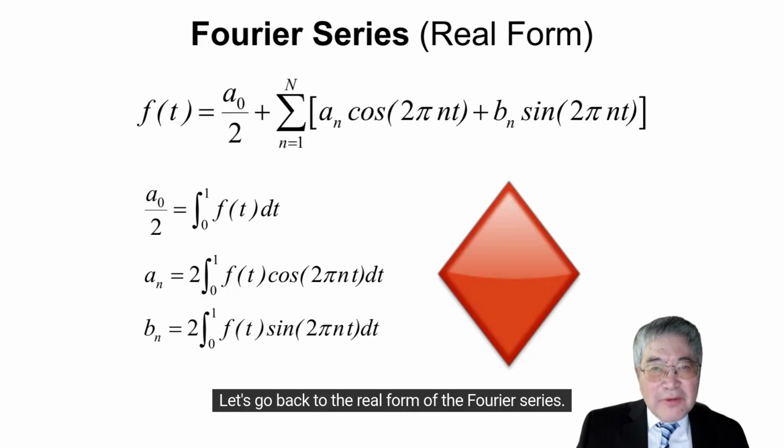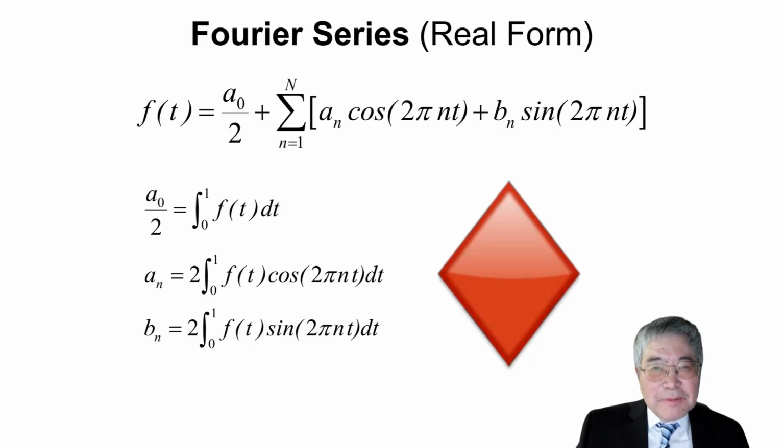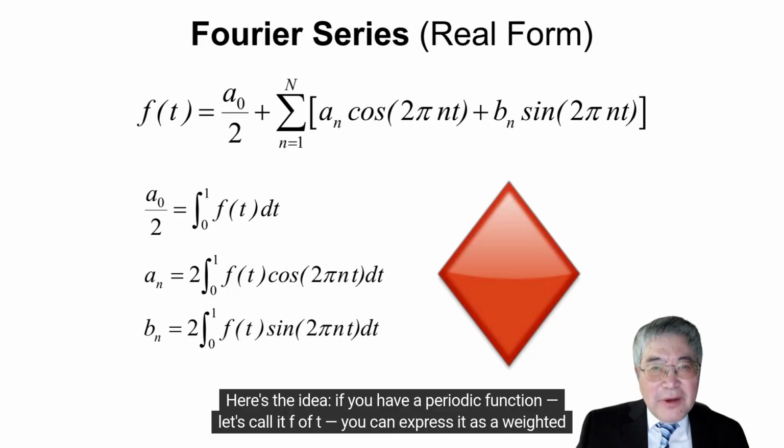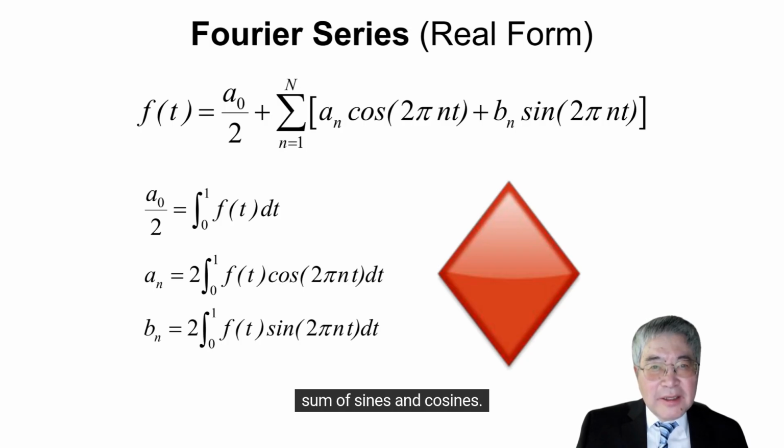Let's go back to the real form of the Fourier series. Here's the idea. If you have a periodic function, let's call it f of t, you can express it as a weighted sum of sines and cosines. The formula goes like this. f of t equals a naught divided by 2, plus the sum from n equals 1 to N of an times cosine of 2 pi nt, plus bn times sine of 2 pi nt.